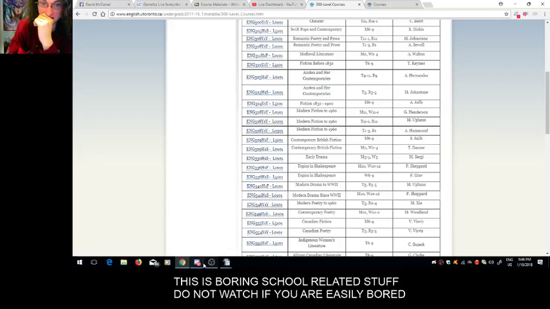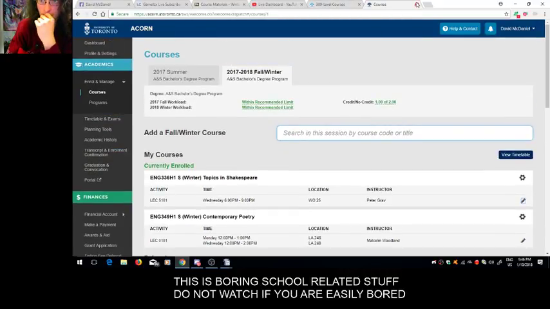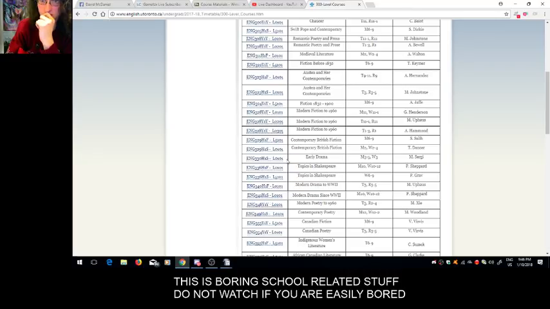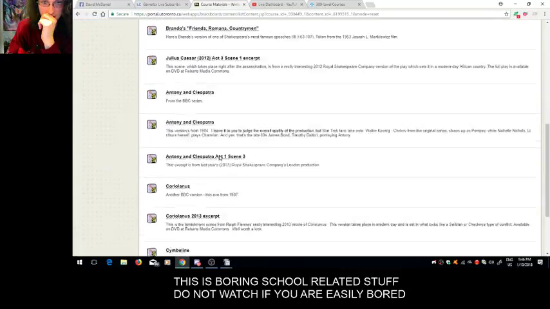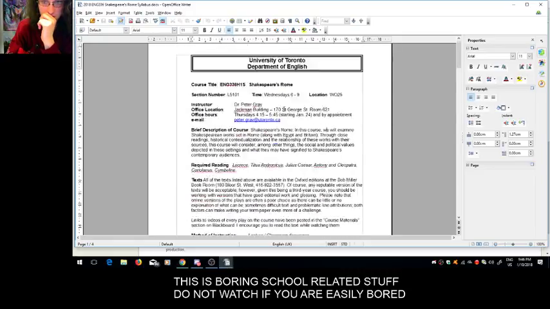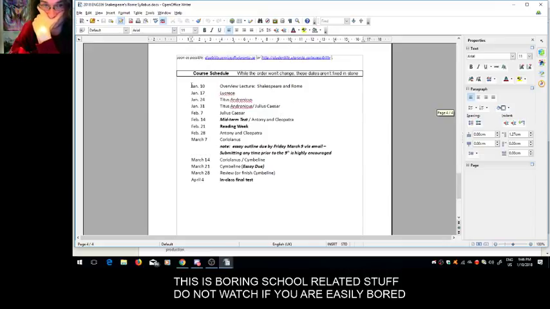So let's go to Shakespeare, shall we? Yes. Alright, because they're both 300 level courses, which are really advanced, and they take a lot of effort to complete. Just like 349, this also has a schedule in the back. There's only a few plays in Shakespeare I'm studying: Lucrece, Titus Andronicus, Julius Caesar, Antony and Cleopatra, Coriolanus, and Cymbeline.